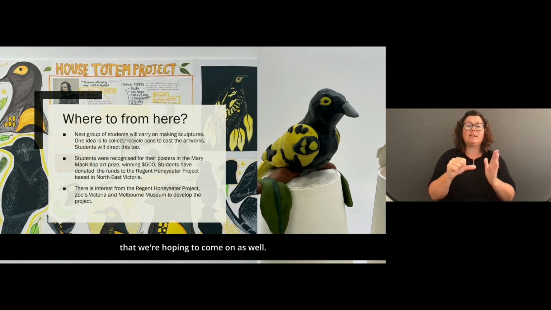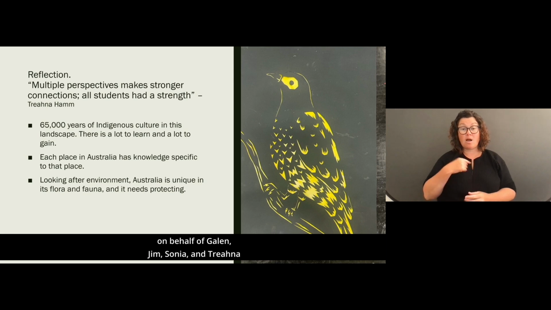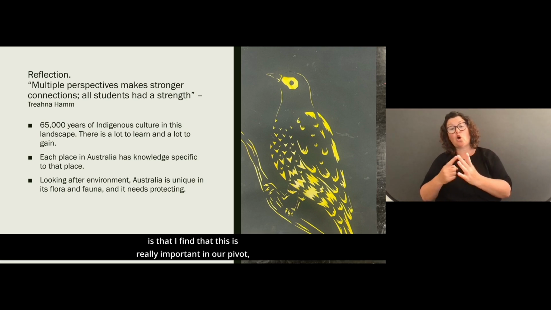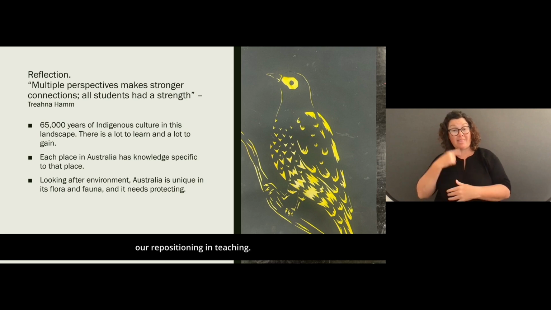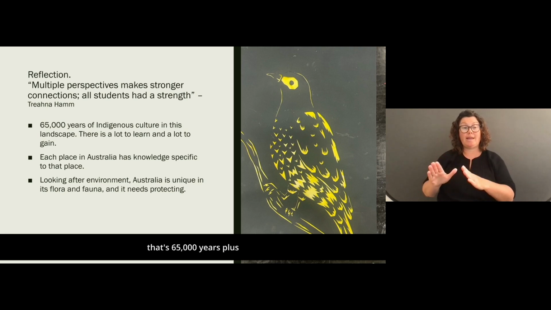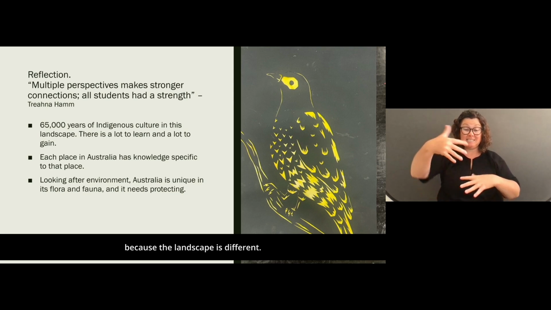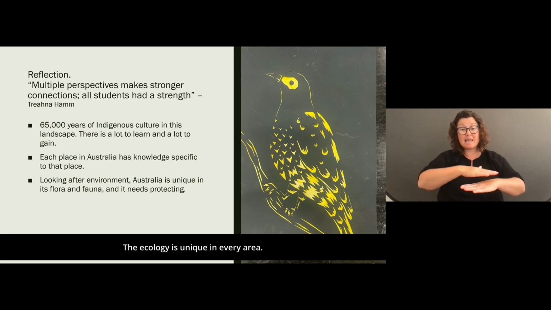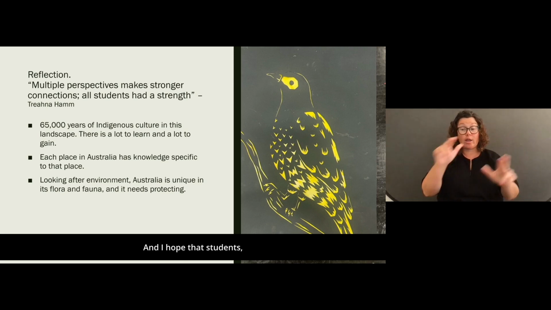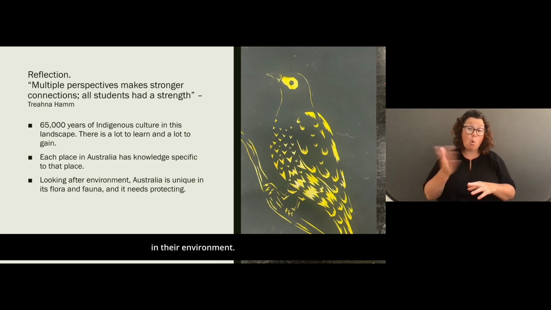We've got some other things that we're hoping to come on as well. The reason I'm here and the reason I'm talking on behalf of Galen, Jim, Sonia and Trina is that I find this is really important in our pivot, our repositioning in teaching. We've got Indigenous knowledge in Australia that's 65,000 years plus. It's embedded in the landscape in all of Australia. It's all unique in different places because the landscape is different. The ecology is unique in every area. So looking after the environment is very important to me, and I hope that students, not just of Galen, but of all of Australia, can see the uniqueness in their environment. So thank you.